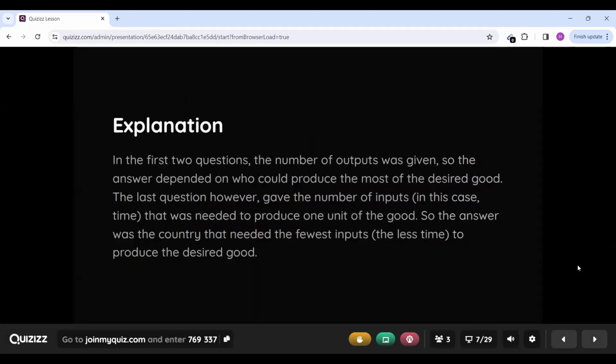So in the first two questions, the number of outputs was given, so the answer depended on who could produce the most of the desired good. The last question, however, gave the number of inputs, in this case time, that was needed to produce one unit of the good. So the answer was the country that needed the fewest inputs, the least time, to produce the desired good.